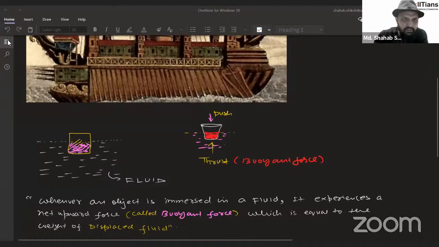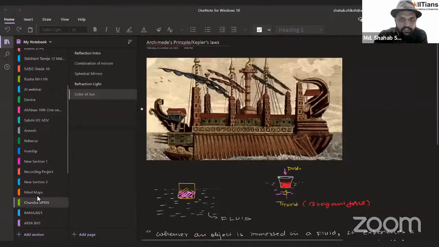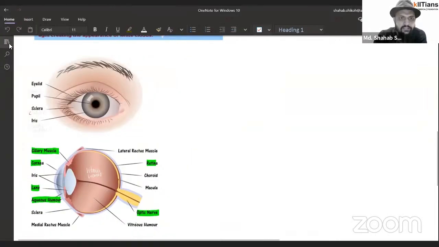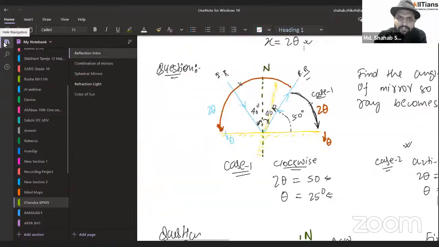What is left for us for the revision, Anna? I think I was using this file, Chandra SP105. And yes, we revise combination of mirrors, reflection. Are we done with reflection, guys?